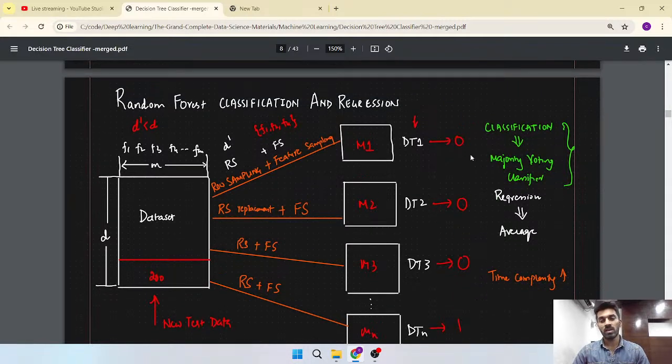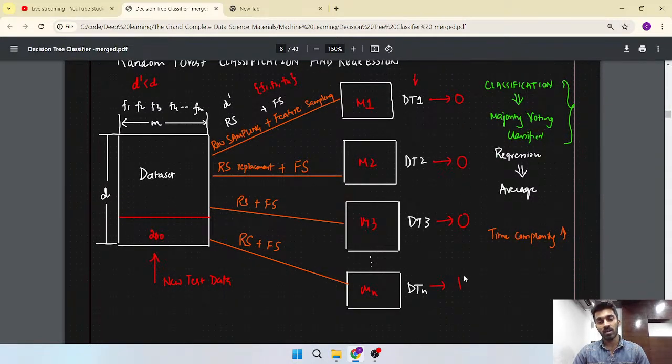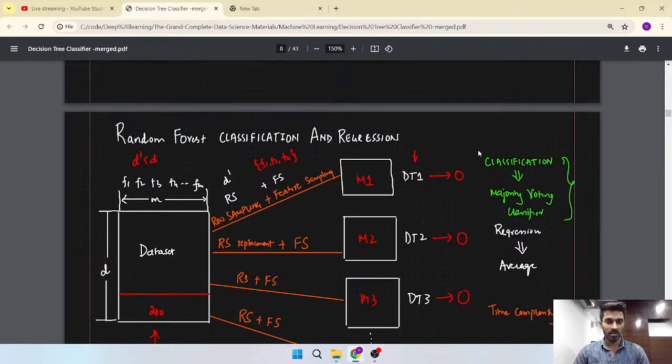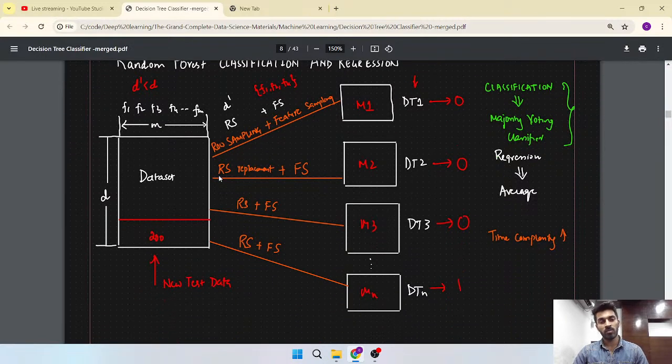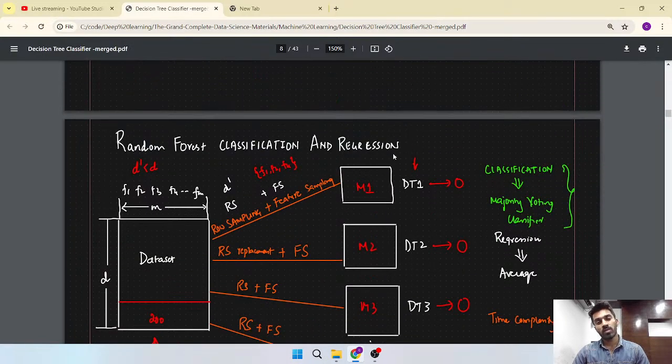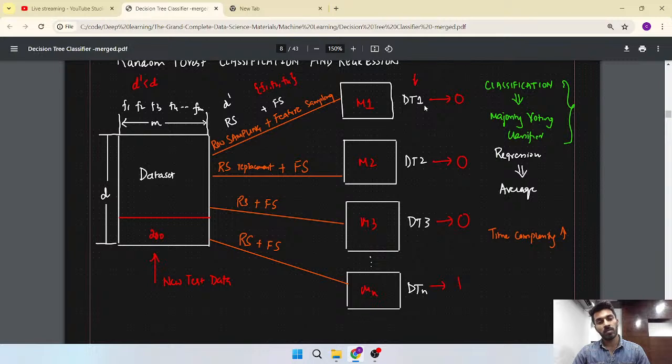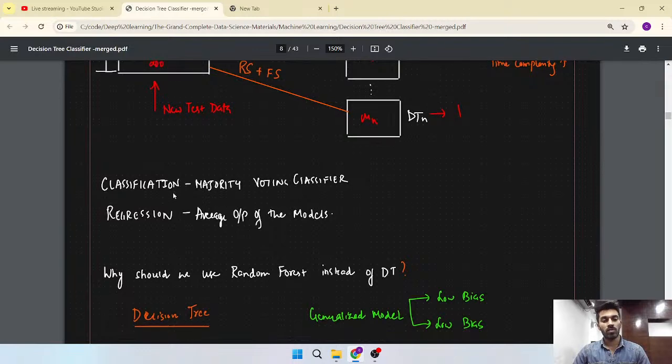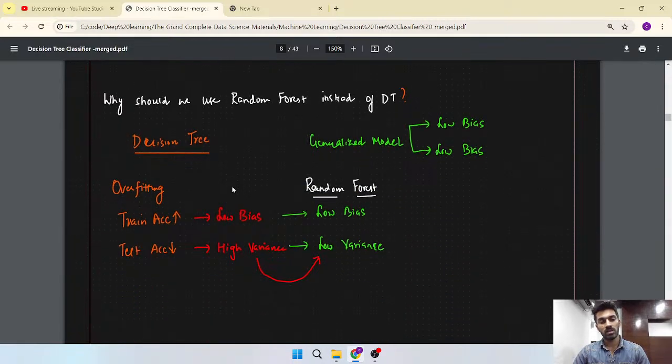Suppose three models are giving the answer zero and one model is giving the answer one, then we take the majority vote and say that zero is the right answer. Basically, that is how random forest is done. For regression, we take the predicted outputs of all these models and take their average.